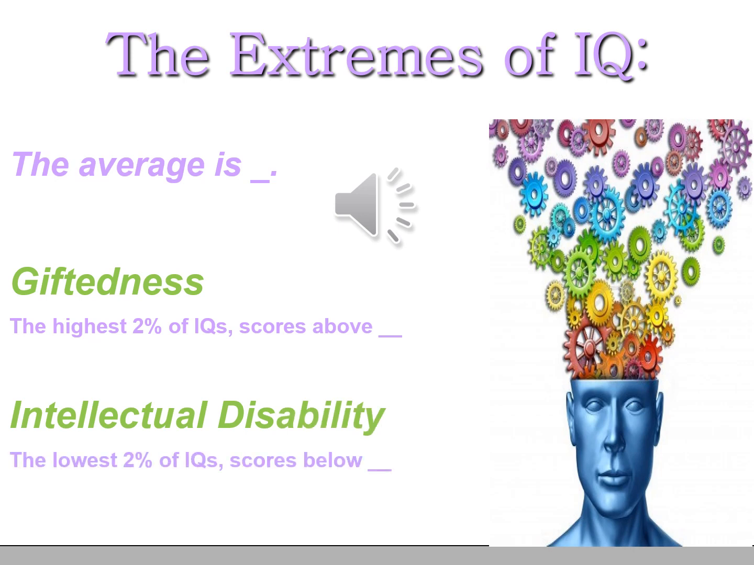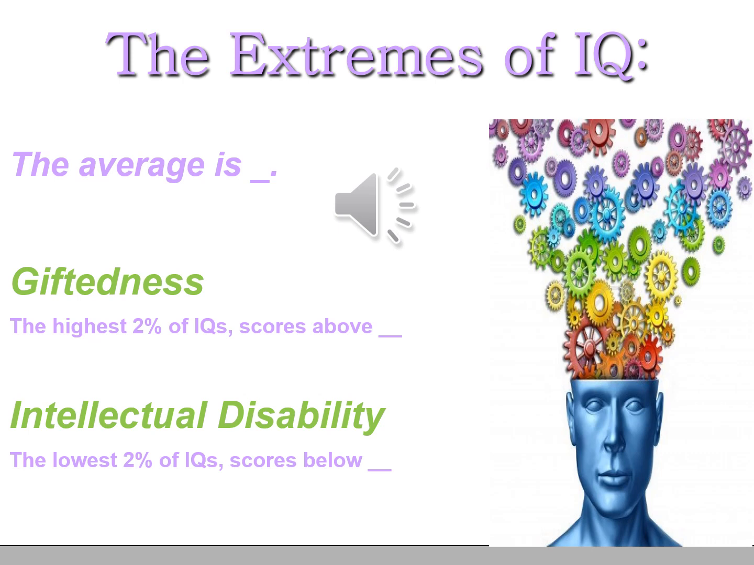Let's consider IQ. In order to do the extremes, we have to know what the average is first. Do you know the average IQ? Think for a moment. 75? No, that's actually called borderline, almost intellectually disabled. The most average IQ would be 100. An intellectual disability would be the bottom 2% of the bell curve, and giftedness the top 2%.